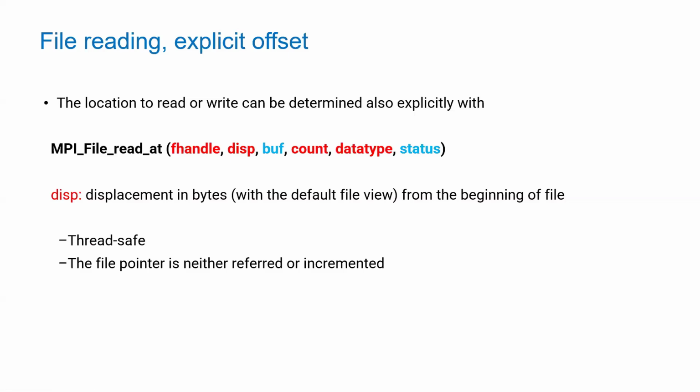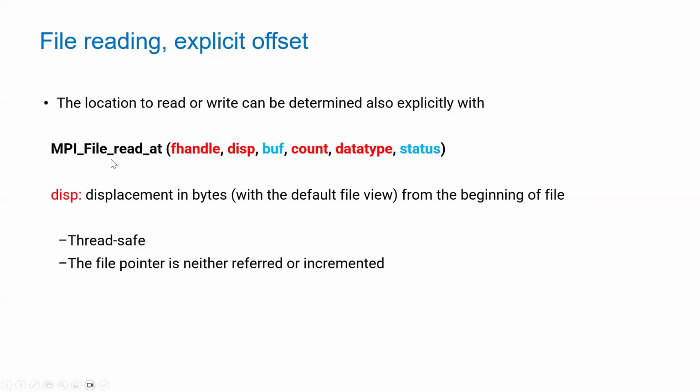What we just talked about was using the file seek, which is called default offset. There is a better way to do it, called explicit offset. In MPI you can do explicit offset, and most of the time it will do better than that. It basically combines the seek and the read command together, so the location to read or write can be determined explicitly with this one command.